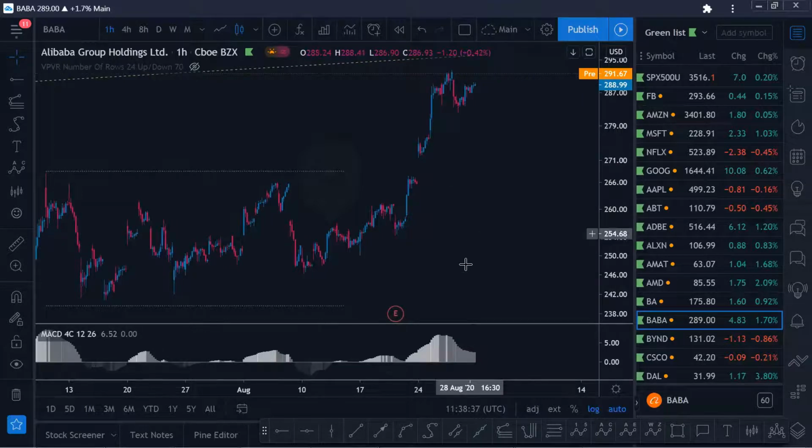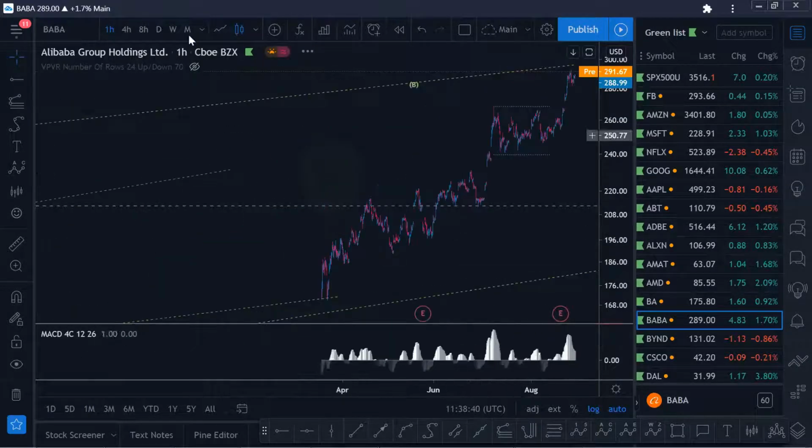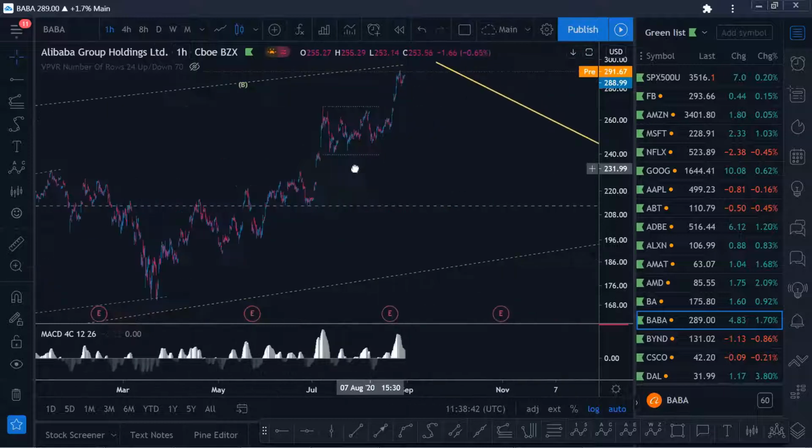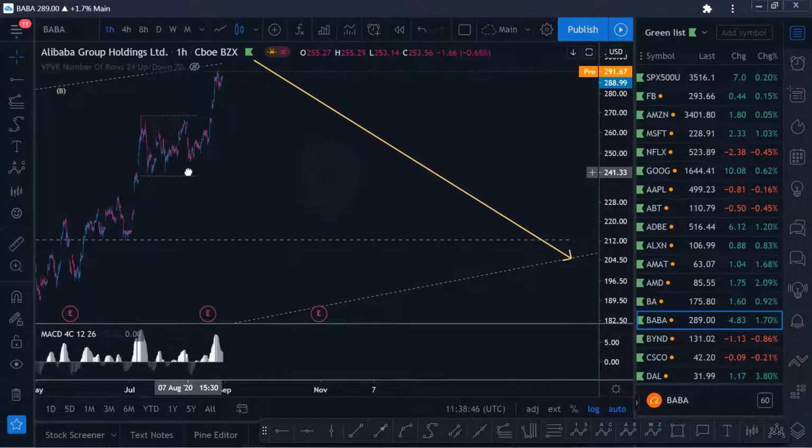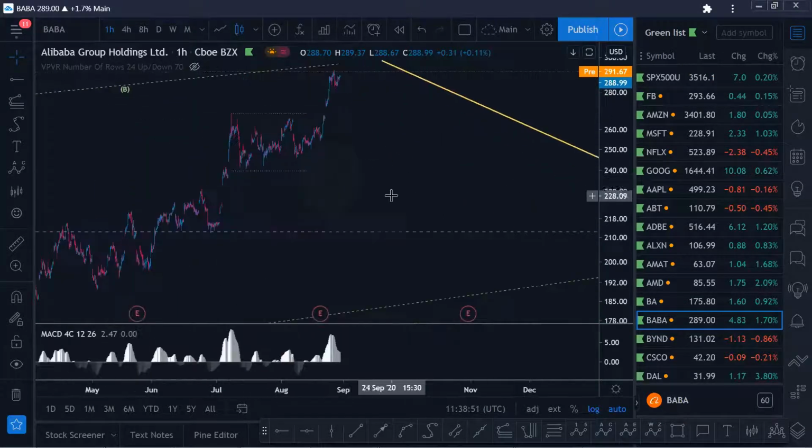So some decent looking MACD divergence on a couple of the time frames, and a higher time frame that suggests we want to see a big pullback from about 291, where it is now pre-market, down to about 204. Obviously, we could still see some more upside in this.